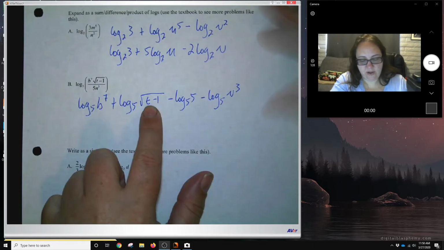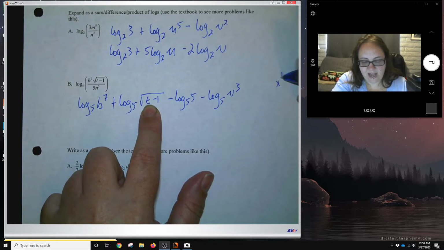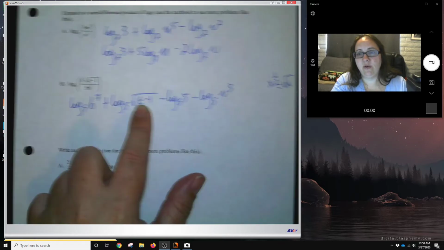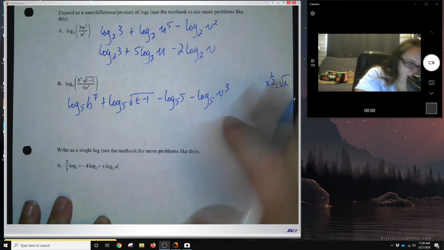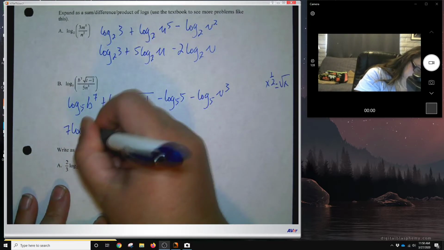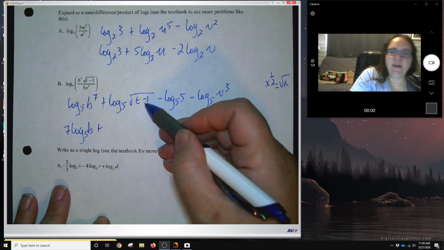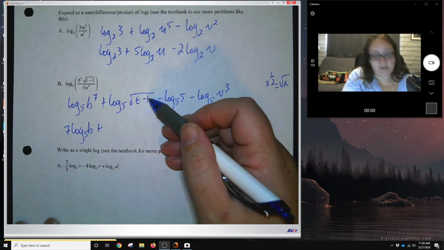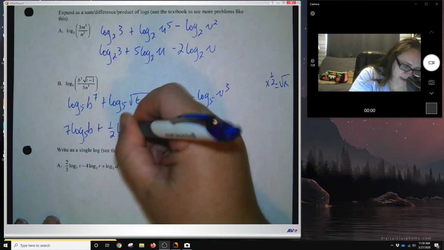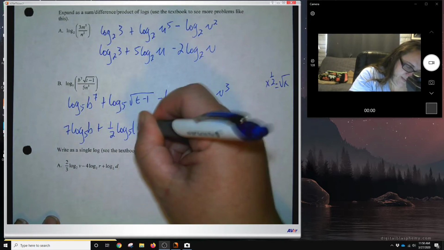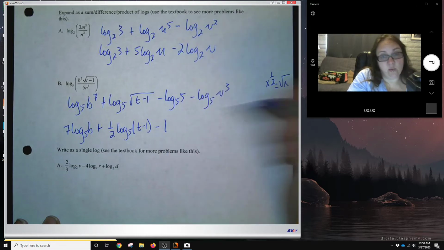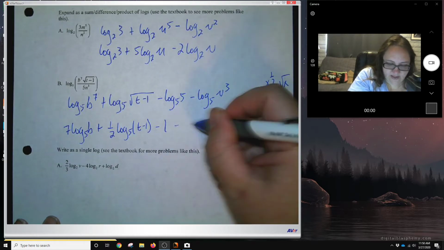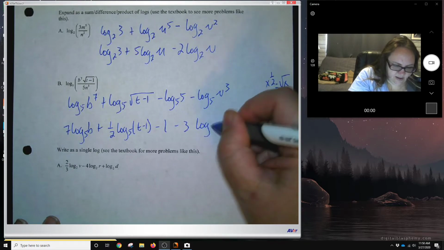Now, a quick note that anything to the 1/2 power is the same as the square root of that thing. So the square root of t minus 1 is the same as t minus 1 to the 1/2. So I'm going to take that square root out and put it in as a 1/2. So 1/2 log base 5 of t minus 1. Log base 5 of 5 is 1. And then this is 3 log base 5 of n.